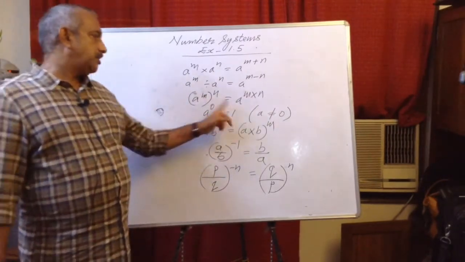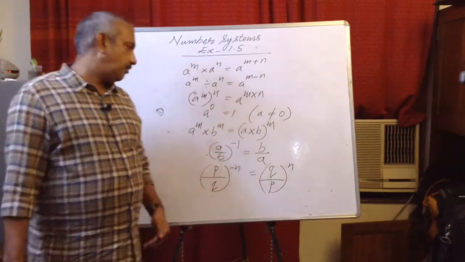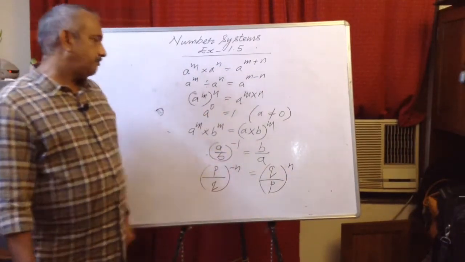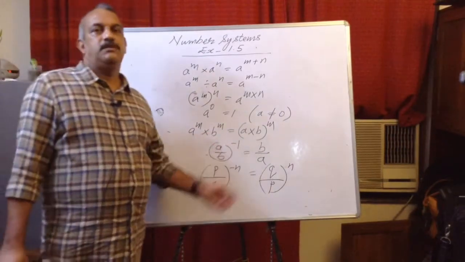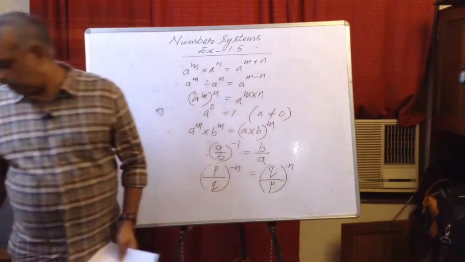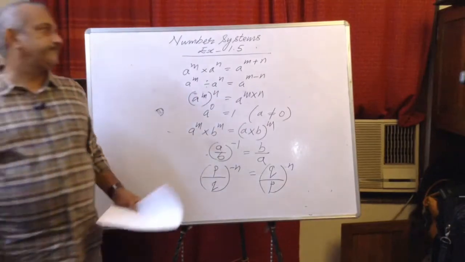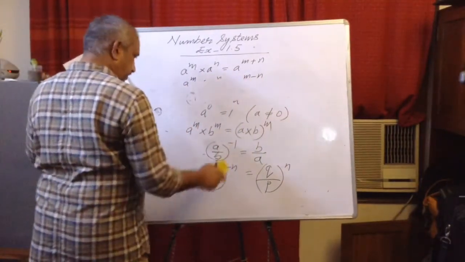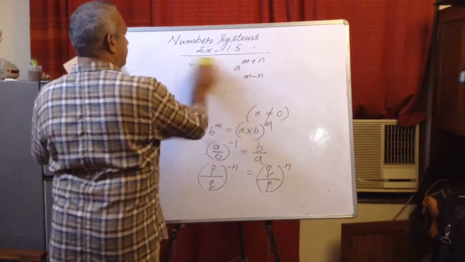And any number raised to 0 is 1 except 0. Then if the powers are same, you can put in a bracket and write them. And if the power is negative, we can change it into positive by taking reciprocal. So these are the important, we will do it when we do questions. I'll tell you once again.